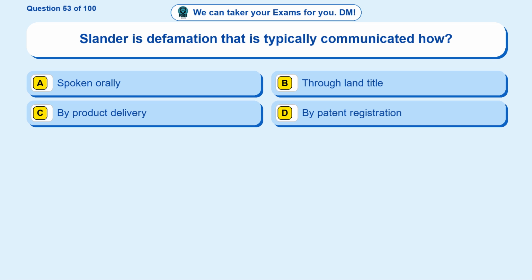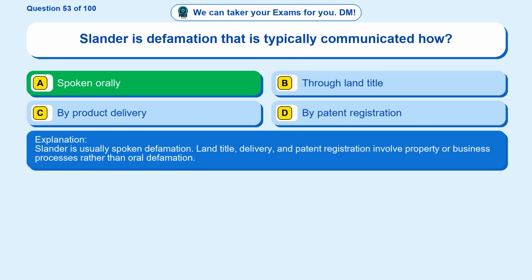Question 53. Slander is defamation that is typically communicated how? Option A, spoken orally. Option B, through land title. Option C, by product delivery. Option D, by patent registration. The correct answer is option A, spoken orally. Slander is usually spoken defamation. Land title, delivery, and patent registration involve property or business processes rather than oral defamation.